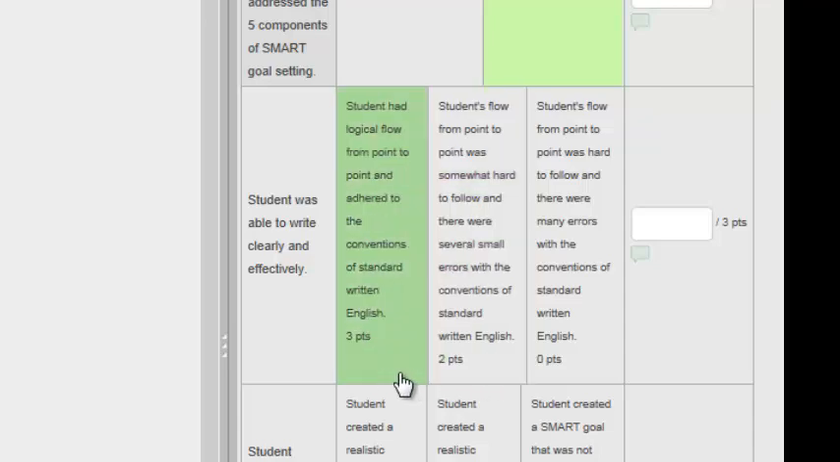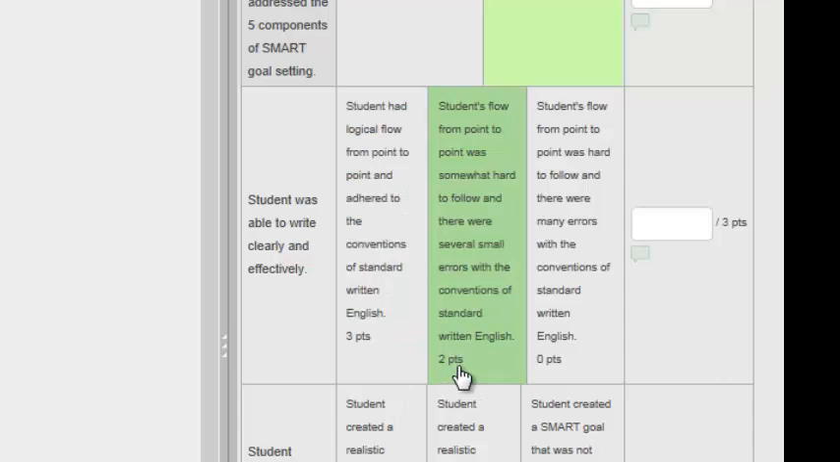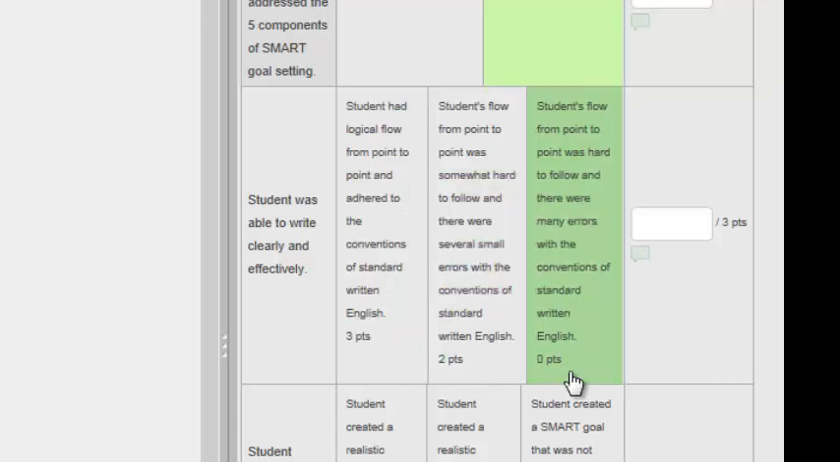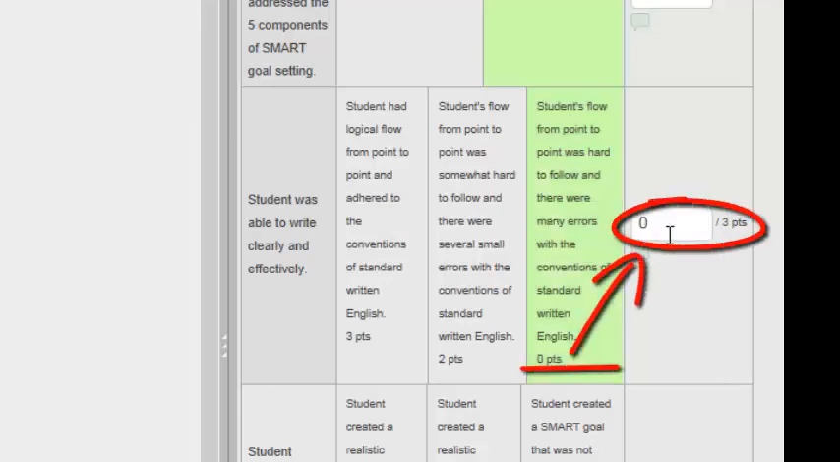Well, both of these first two don't really work for this student because this paragraph was actually kind of hard to read, and also there were several larger errors being made in the grammar. So let's read the third one and see if it fits. Students' flow from point to point was hard to follow, and there were many errors with the conventions of standard written English. That seems to apply. So I'm going to click on that box, which awards the student 0 points.